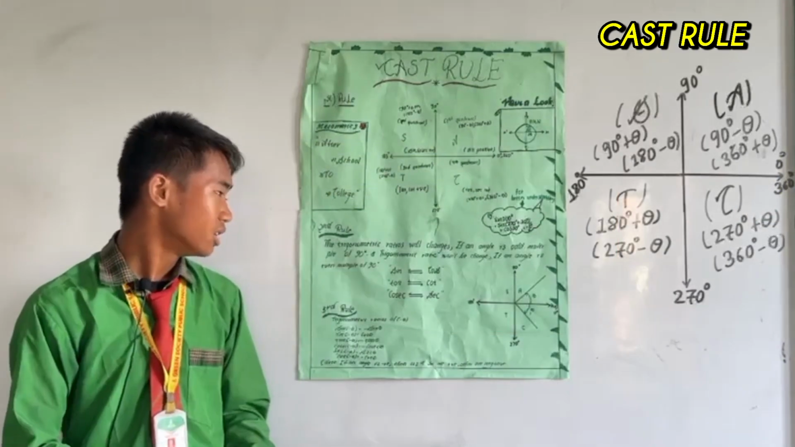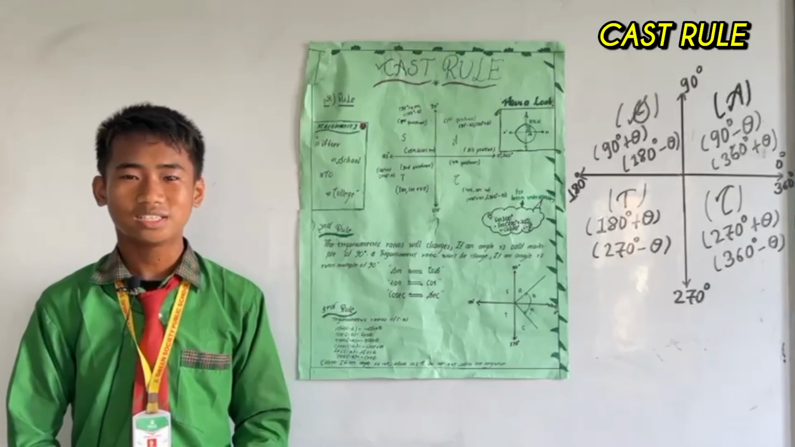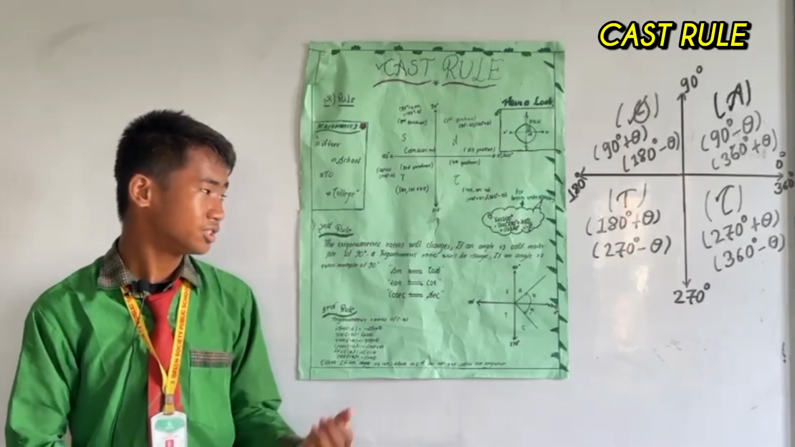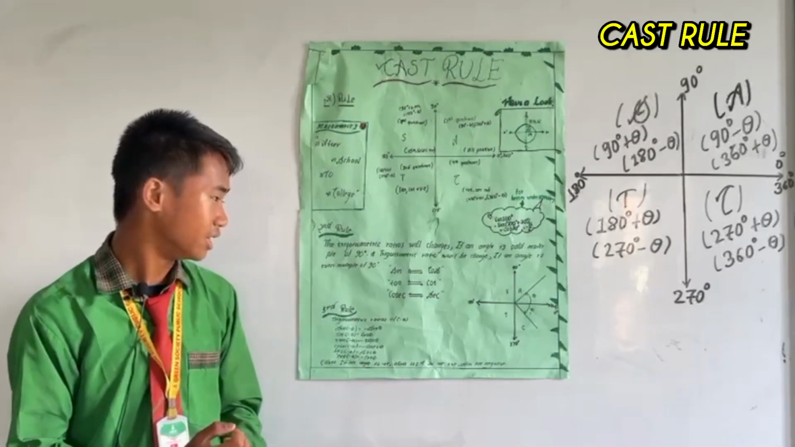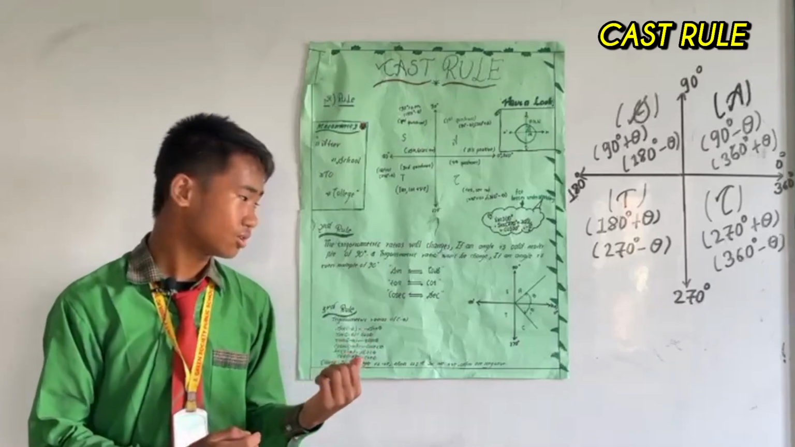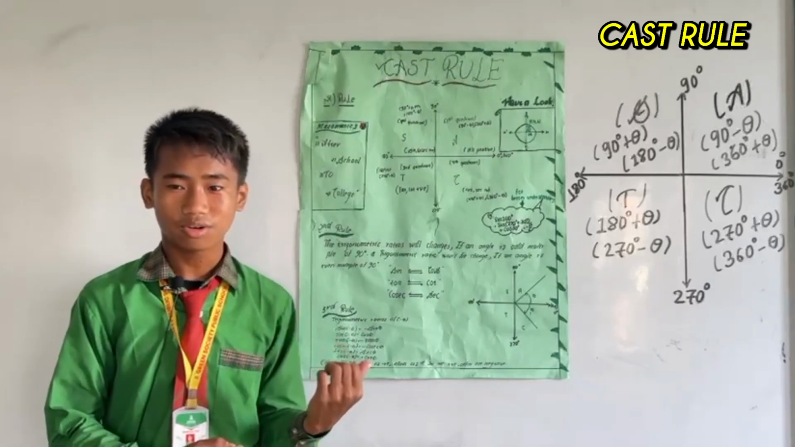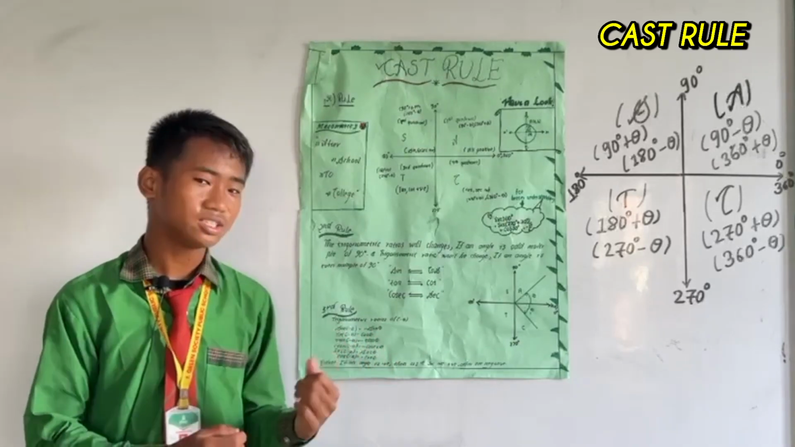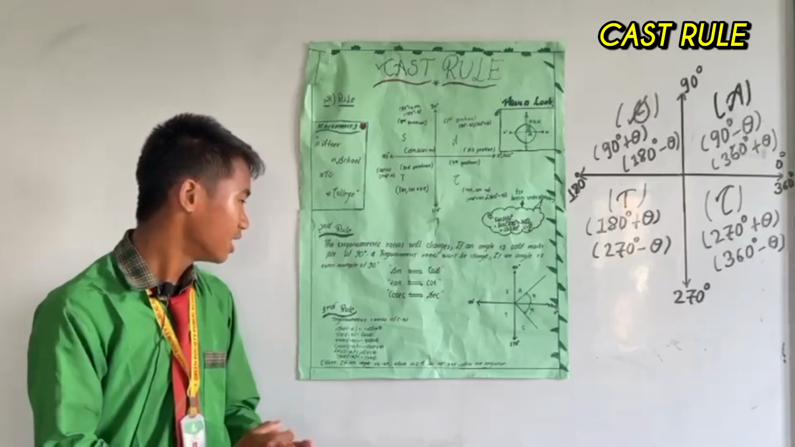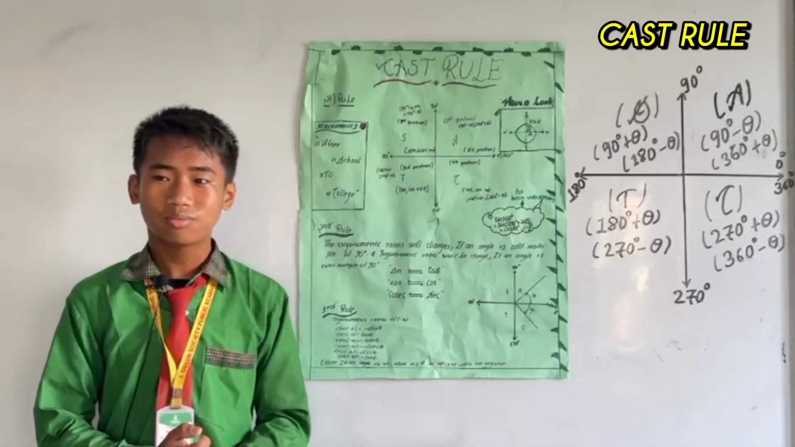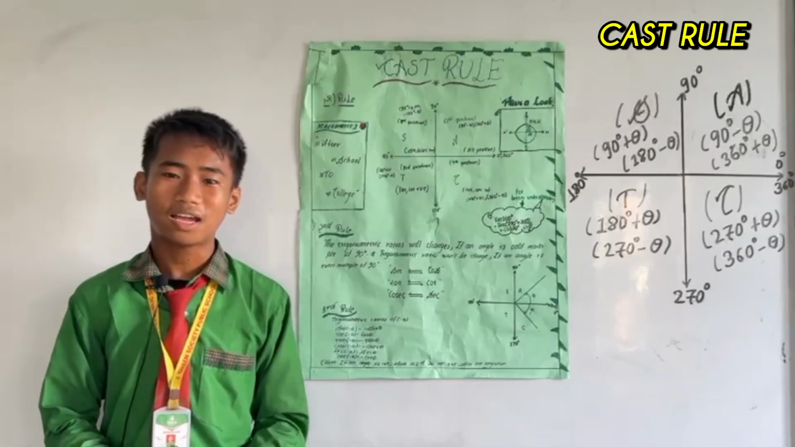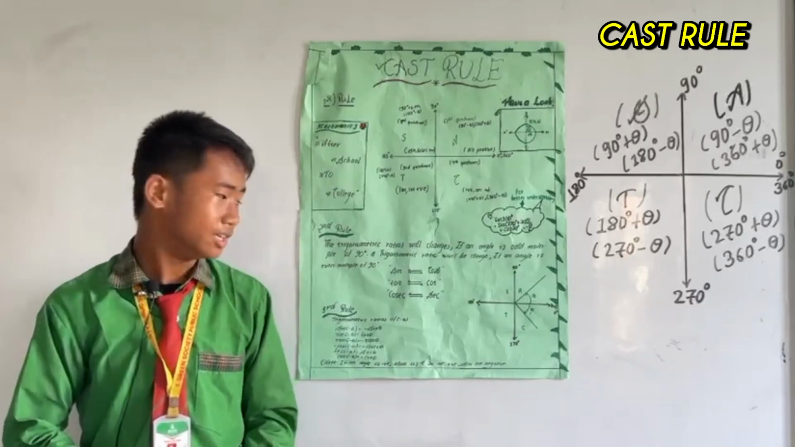In the second rule, the trigonometric ratio will change if the angle of a trigonometric ratio is an odd multiple of 90 degrees. Sine changes into cos, cos changes into sine, tan changes into cot, cot changes into tan, cosec changes into sec, sec changes into cosec. And the trigonometric ratio will not change if the angle is an even multiple of 90 degrees.